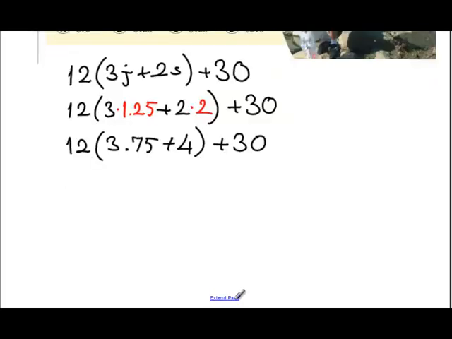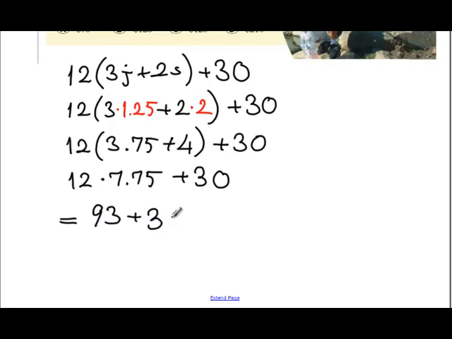Next, addition. So we have to add 3.75 and 4, which equals 7.75, plus 30. Now we still have more than one operation. Multiplication comes first. 12 times 7.75 equals 93, plus 30 equals $123. It's going to cost $123 to the sponsor.